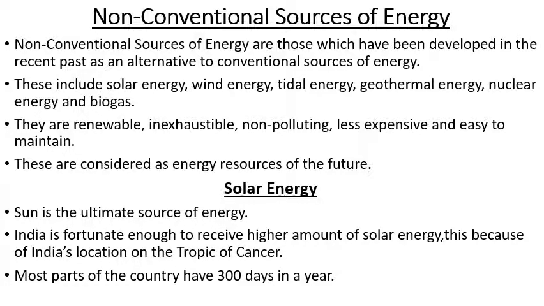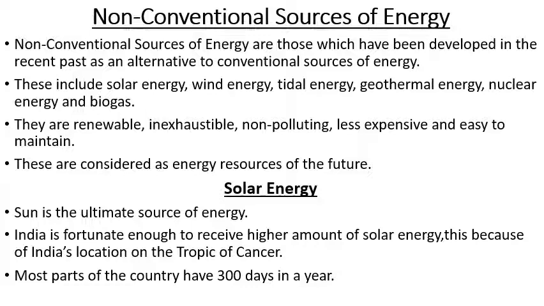But now India is fortunate enough to receive a higher amount of solar energy, equivalent to 5,000 trillion kilowatts per year. This is because of India's location on the Tropic of Cancer. Most parts of the country have 300 clear sunny days in a year, and the per hour per square kilometer availability of solar energy is between 5 to 7 kilowatts.